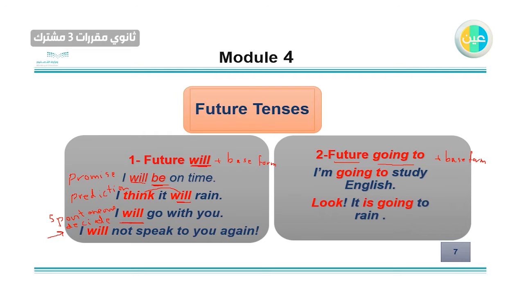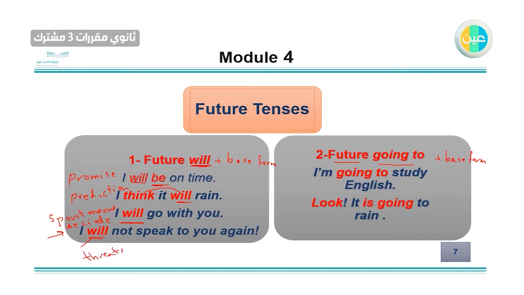Number 4, I will not speak to you. Here I will not. This is for threat and warning. For threat and warning, you are going to use will. So this is for threats and warning.